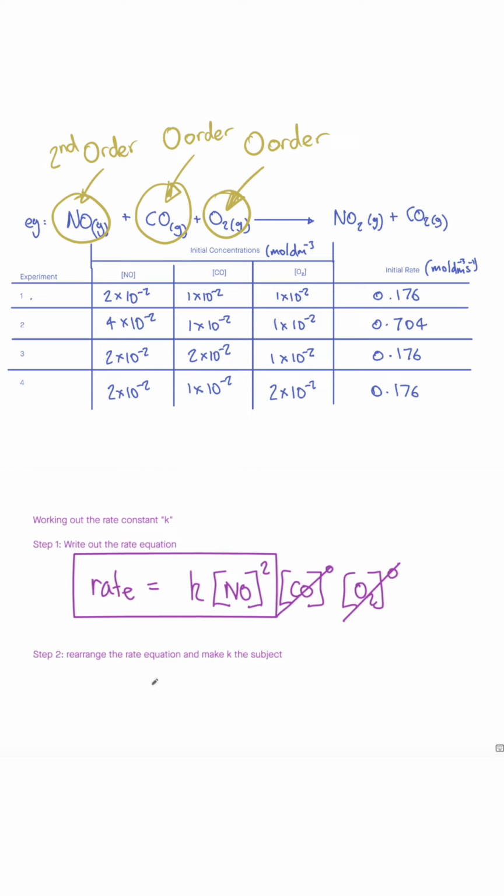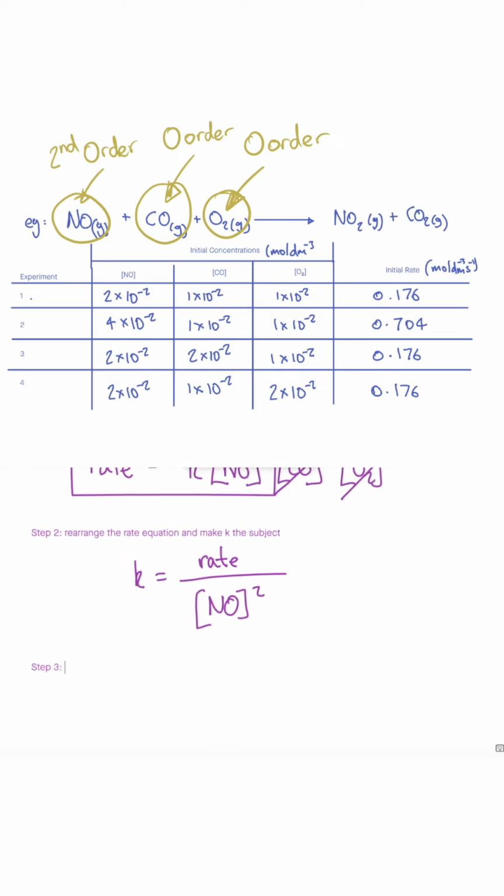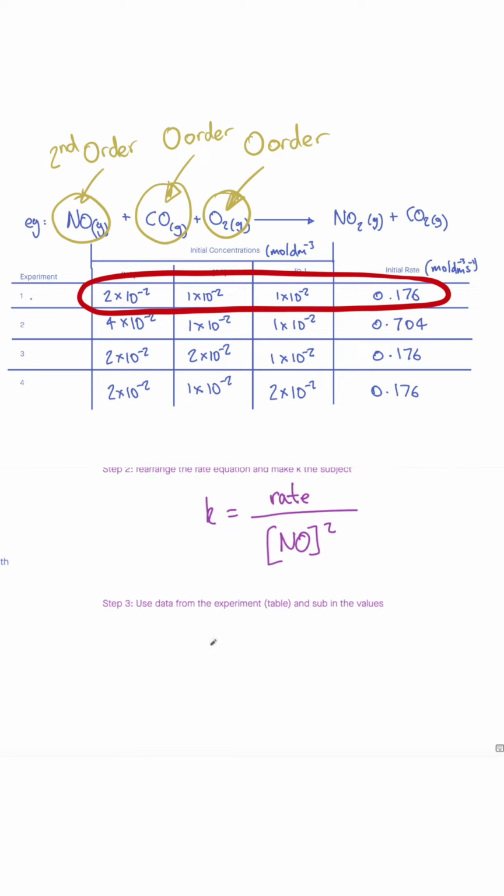Your next step to finding out K is to rearrange the equation to make K the subject, so that gives us rate over NO squared. And the third step is to sub in values from your table into your rearranged equation. You can pick any experiment from your table. So for example, if we use experiment 1, our values would be K is equal to 0.176 divided by 2 times 10 to the minus 2 all squared. And this gives 440.